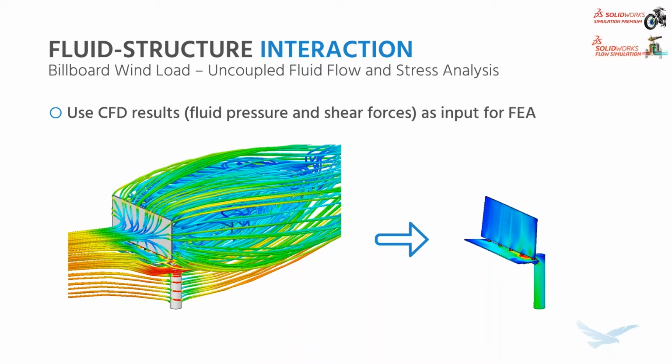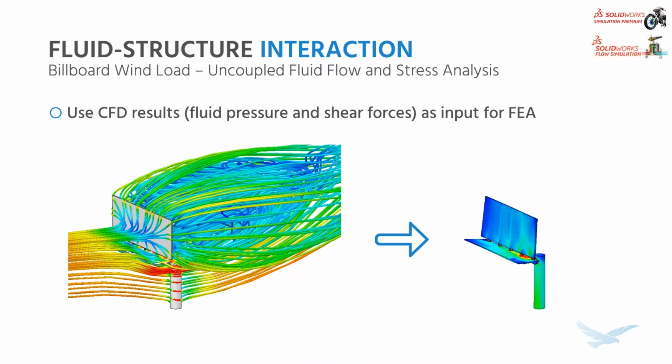We can run the fluid simulation in a CFD tool, and then we can take the results, use the fluid pressure and shear forces on the faces of that billboard structure, and put that in as the input for our stress analysis. We'll be able to see how much that wind makes the billboard flex, what the deformation is, how much stress there is, make sure nothing's going to break, maybe remove some material, and we've got a fluid structure interaction simulation using 2 different pieces of software.